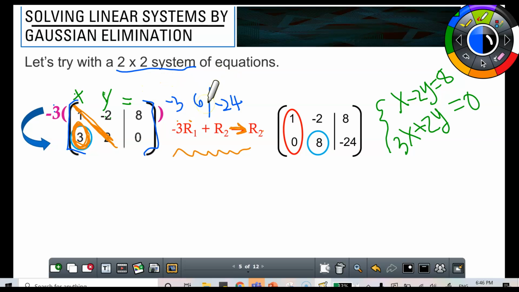And then add the row to the second row. So -3 add 3 gives you 0. And rewrite the second row, right? So rewrite the second row here. -3 plus 3 is 0. Here, right? 6 plus 2 is 8. Here, -24 plus 0 is -24. Okay? So we finished the manipulation here.